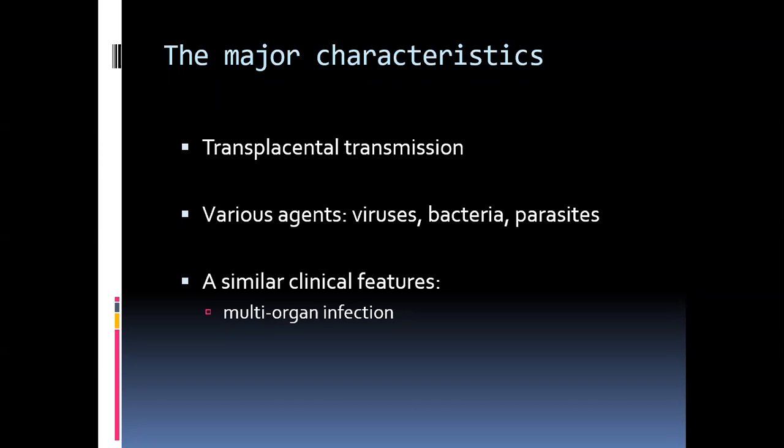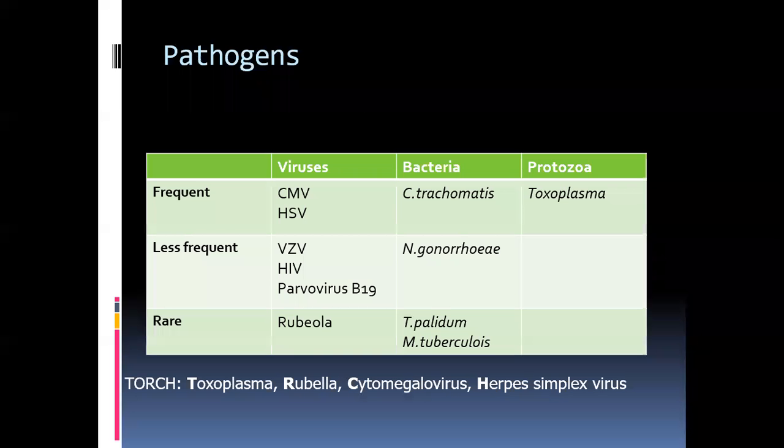They produce similar clinical features and can also produce multi-organ systemic infections. So, the pathogenesis of the congenital infection: according to frequency, some bacteria, viruses and parasites are more frequent, some are less frequent, and some other agents only rarely cause disease.